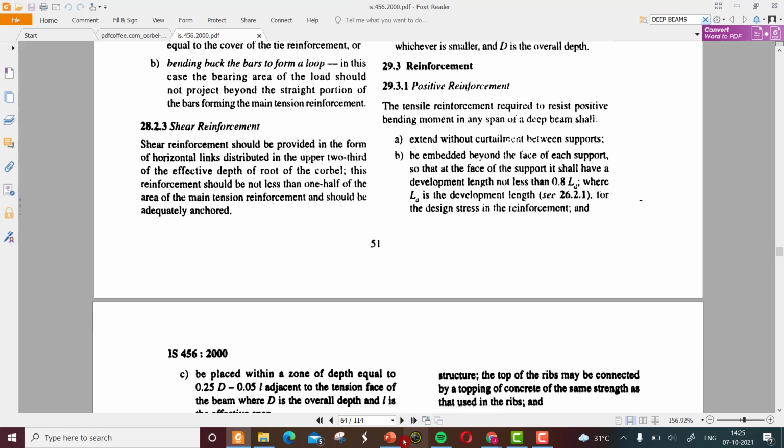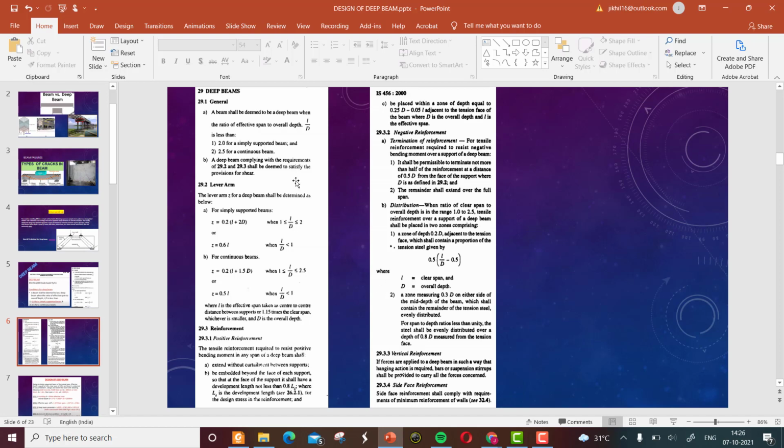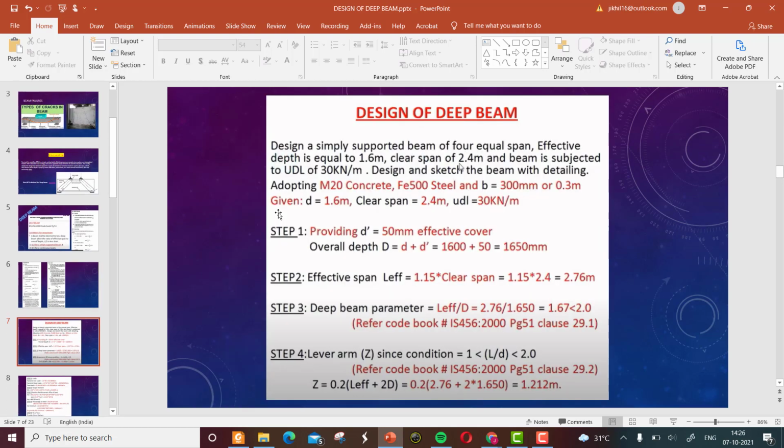So coming back to the PPT, the right hand side shows the clauses we have discussed directly from the code. So we learned how to classify the deep beam. It is for L by D less than 2 for simply supported, it is a deep beam, as well as if L by D is less than 2.5 for a continuous beam, the same is a deep beam. The clauses I have just placed here. So I think you have the code with you, and we will see a problem so that the clauses will be thorough with you.